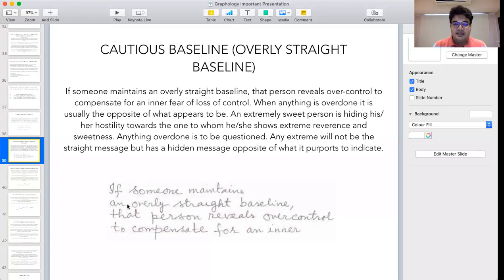So this is an example that is absolutely straight. Someone maintains an overly straight baseline, that person reveals over control to compensate for an inner fear of loss of control. So basically we are talking about insecurity over here, that this person does not want to lose control. This person fears that he or she may lose control, so that's why they try to show that absolutely controlling, I want things to be in a specific manner only. So in that particular way.